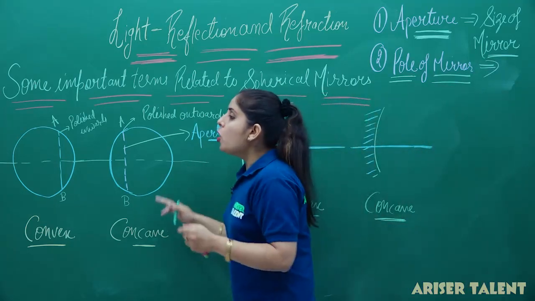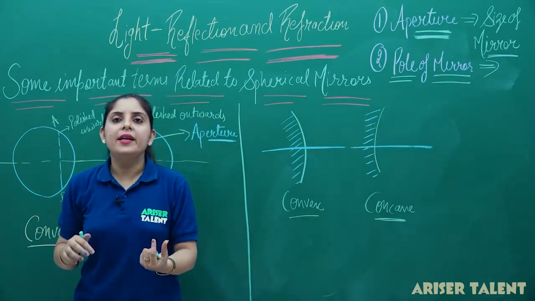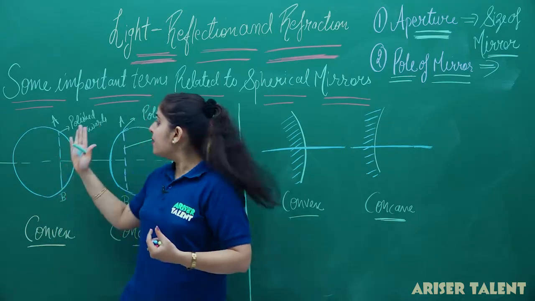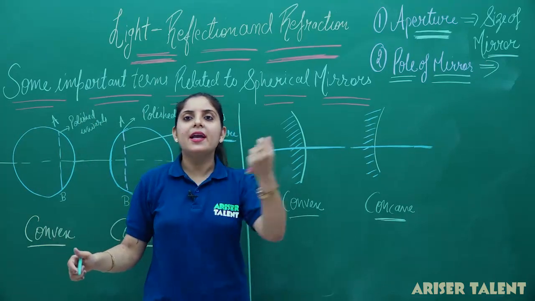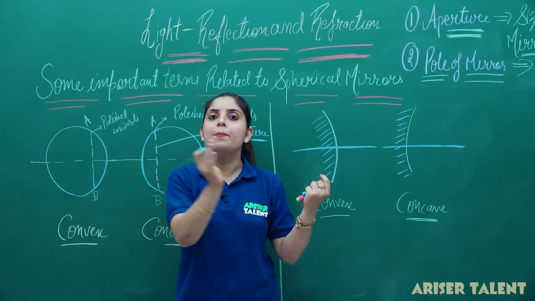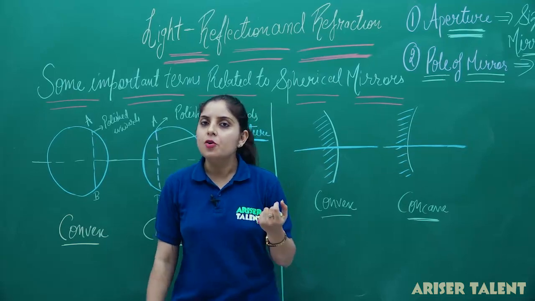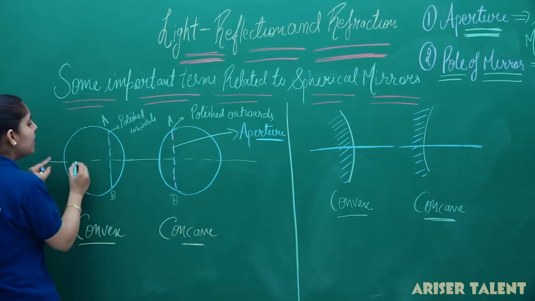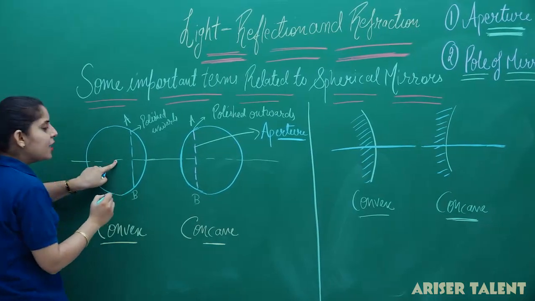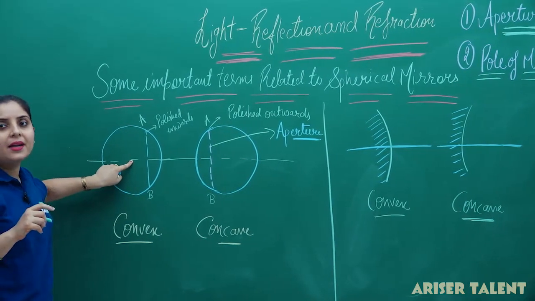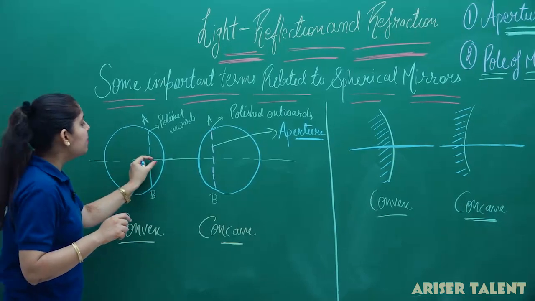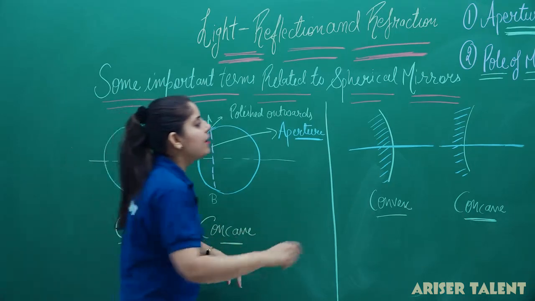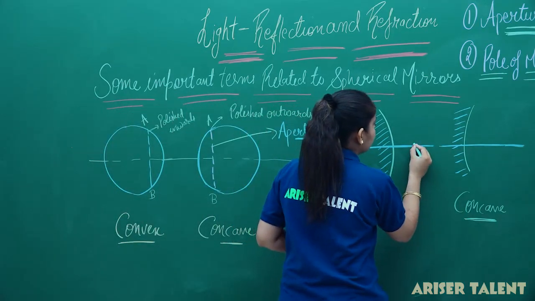Now, the pole of the mirror is that point which is the center of the mirror. It means the mirror has that point exactly in the part which is separated from it, and that will be called the pole of the mirror. So, if I am considering the pole of the mirror here, this will be our center of curvature, and the mirror is a part cut from here, and this will be our pole.